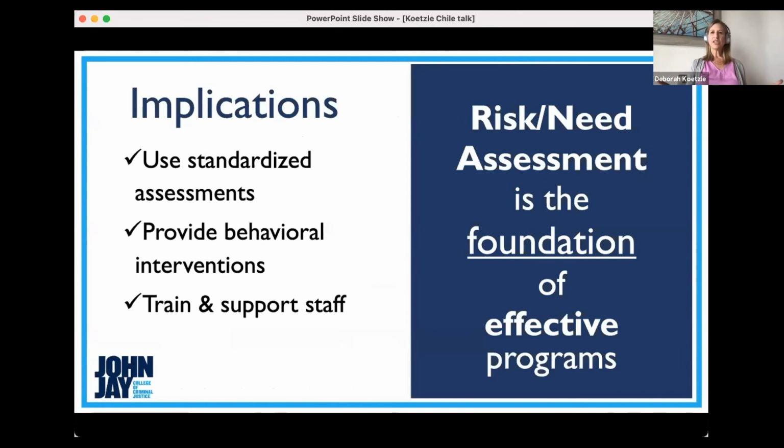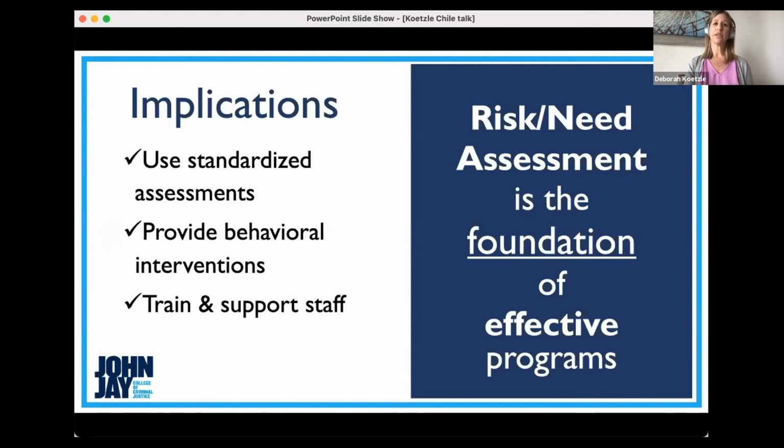And so the implications of all this to me are, I think, pretty clear. First, we need to make sure that we're using standardized assessments. If we want to be able to match youth to the right types of services, we need to know what their risk and need levels are. That's sort of the foundation. That's the first step of providing effective interventions.